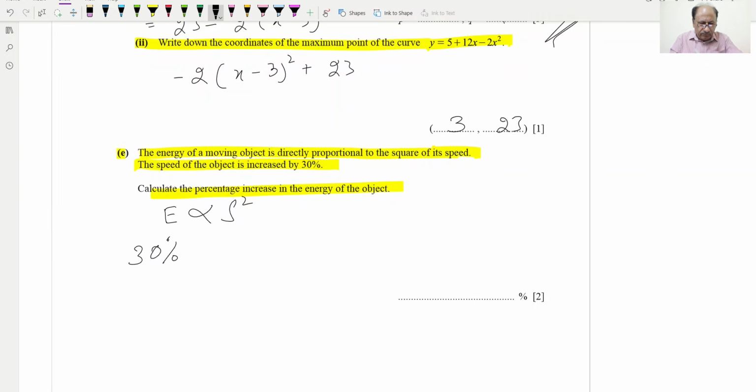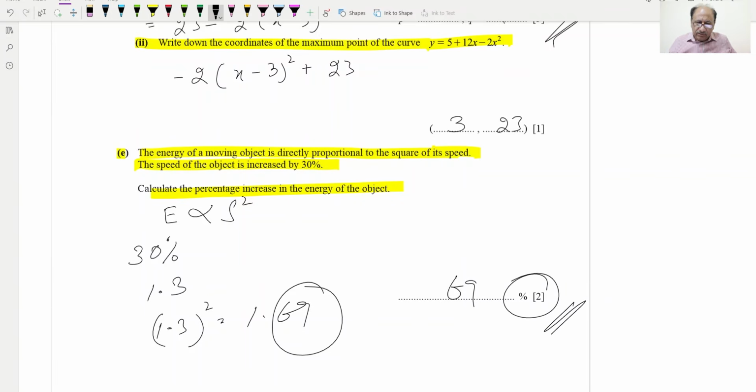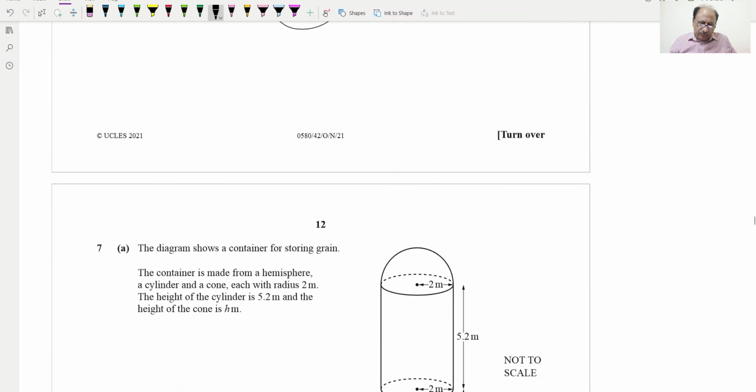30% increase means it will be 1.3, and the square of this, 1.3 squared, will be equal to 1.69, so it will be a 69% increase. We can provide 69% increase. 2-mark question, straightforward easy question.